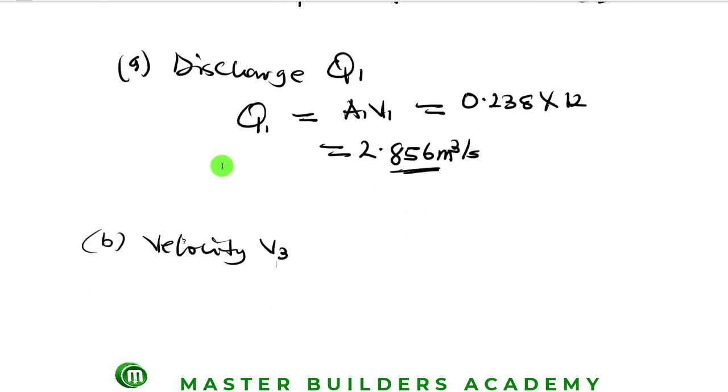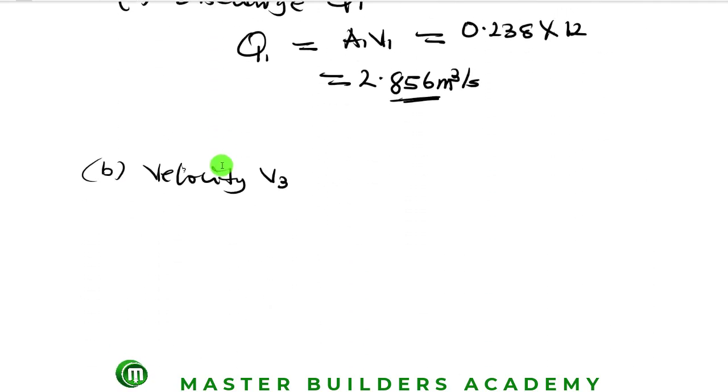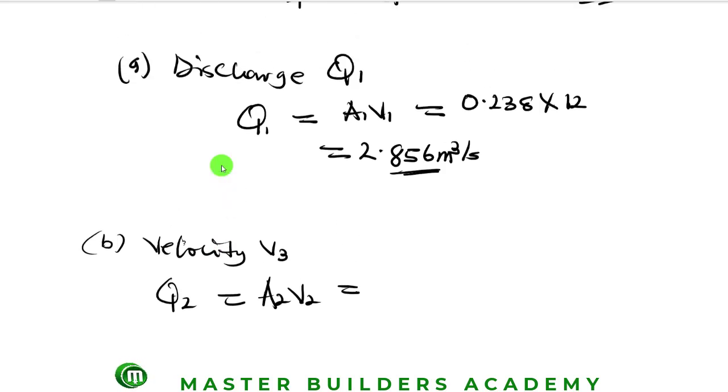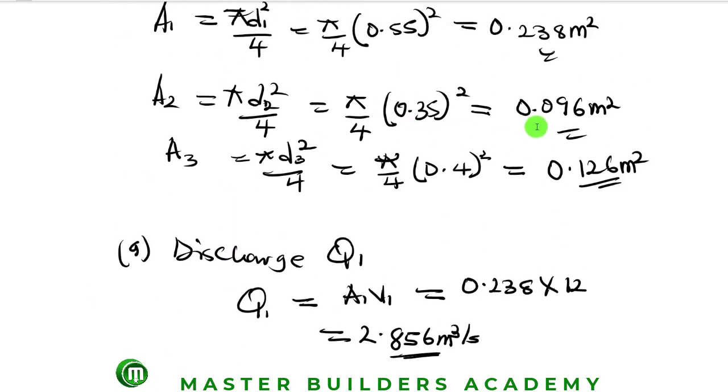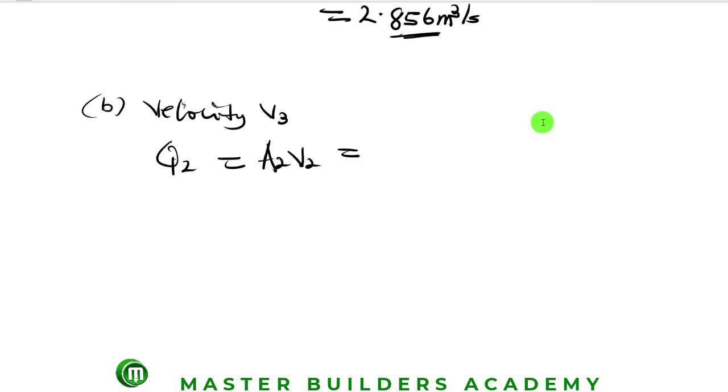All right, so we move down. So now recall that Q2 is equal to A2 V2. And now what is A2? When we check now, area 2 is 0.096, as you can see here. So we have 0.096 multiplied by 5.6. This is the velocity for section 2.